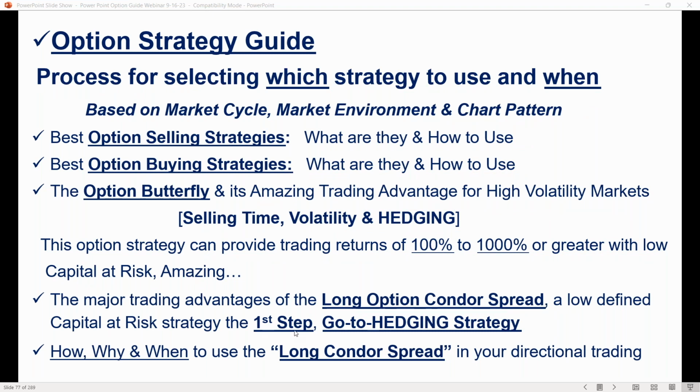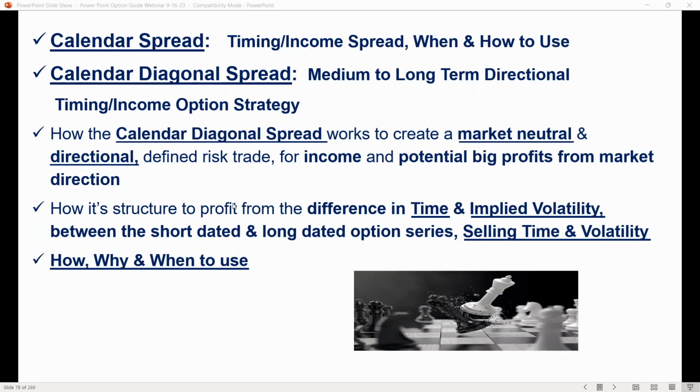And then when I hedge, we'll go through the hedging process. The first step is that I usually try to hedge into a long option condor first. We'll go through why that is and how that works, and then how, why, and when to use the long condor for your directional trades. Then we're going to get into the calendar spread. It's a timing income spread: when to use it and how to use it. And then the next progression off the calendar is the counter diagonal.